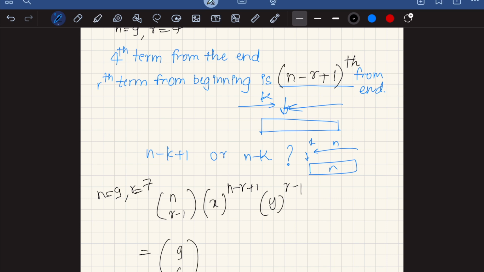Okay, so let's put the values. n was 9 and r was 4 for us. So what is this? This is 9 choose 6, x cube by 2 to the 4 minus 1, which is 3, times minus 2 by x square to the 9 minus 4 plus 1, which is 6. Is this okay?